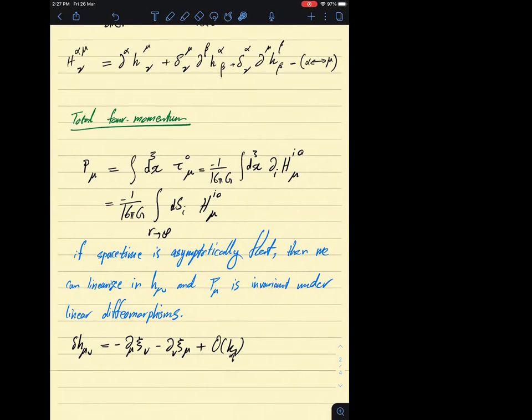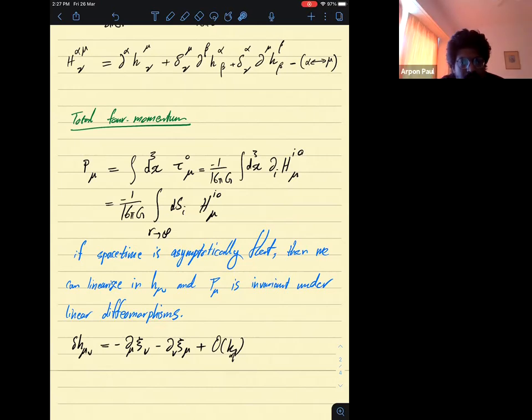I have a quick question. So you say that under the diffeomorphism transformation, the p mu is invariant. So did you mean that we will have correction in say xi square, or we don't have any correction at all?